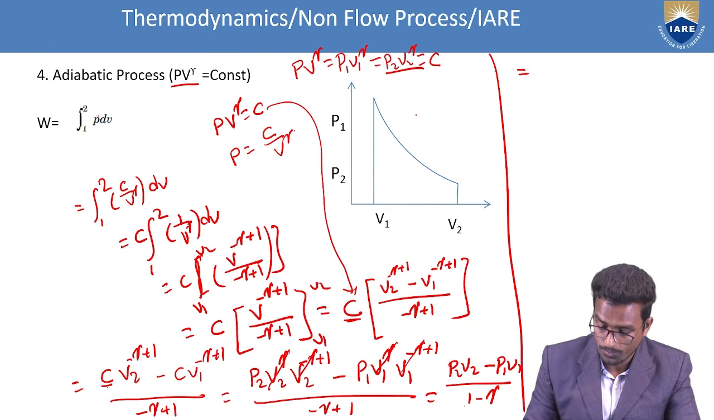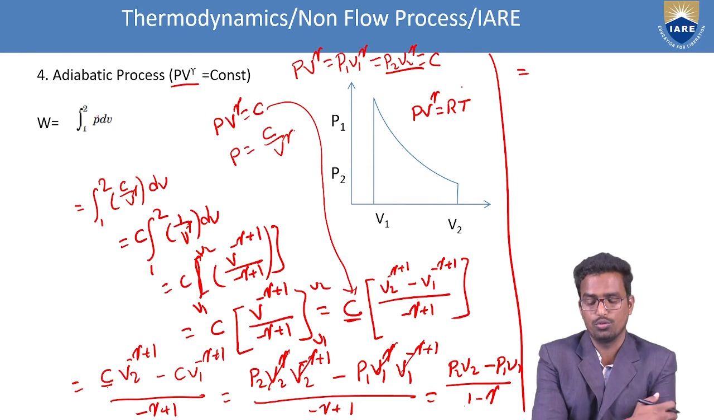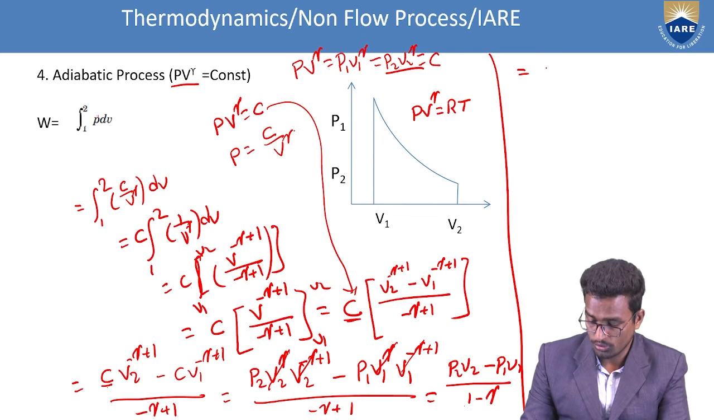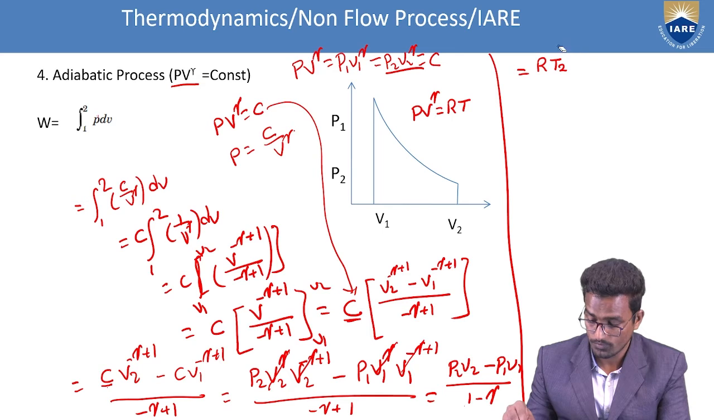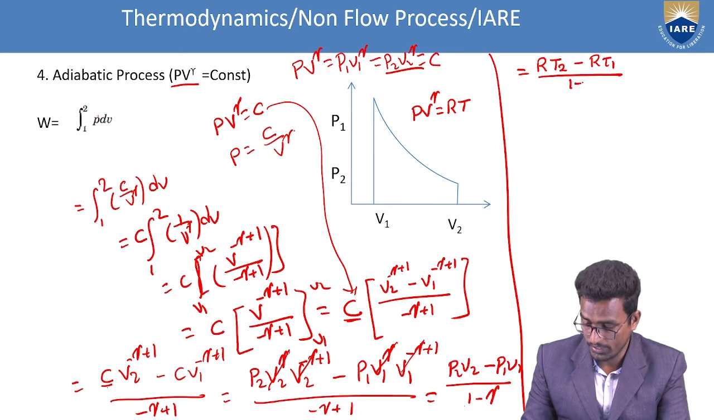We know that PV is equal to RT. R is a constant for the gas. So in place of P2 V2, you substitute RT2, and in place of P1 V1, RT1. You substitute RT2 minus RT1 by 1 minus gamma. Take R common out: R by 1 minus gamma into T2 minus T1.